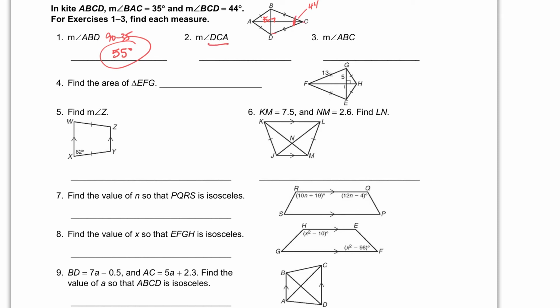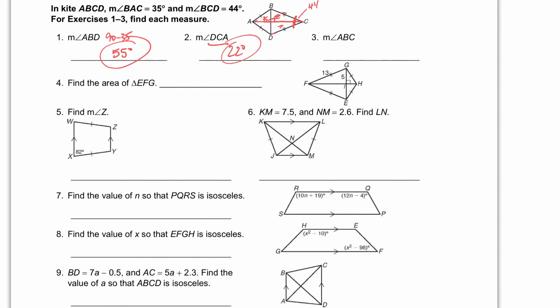Next, DCA. Well, this whole thing is 44, and we know that it will bisect it. These diagonals bisect them, especially since you know that these two triangles are congruent on this side, and the same thing with the two triangles on the other side. So this angle will be 22 degrees.